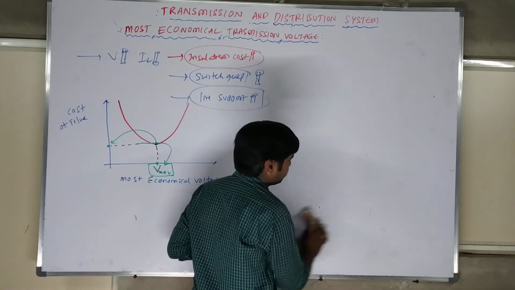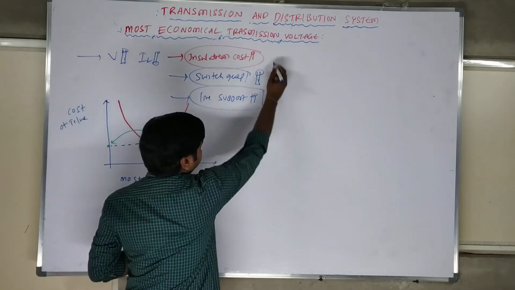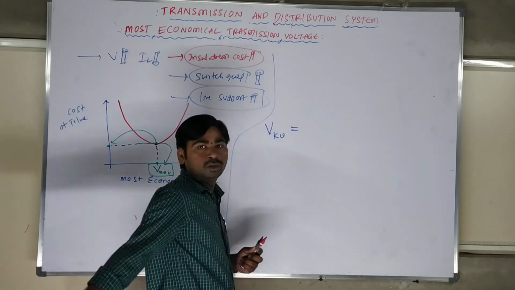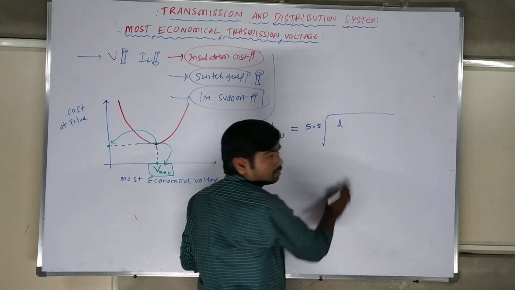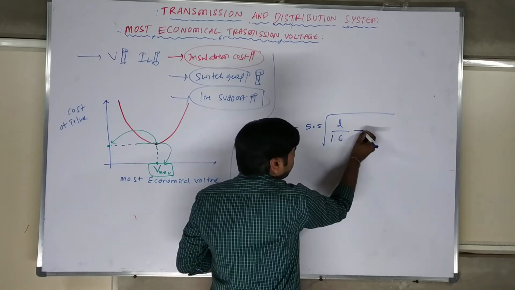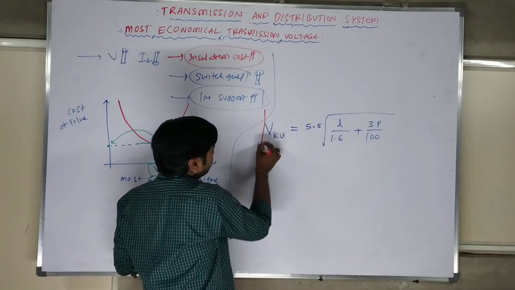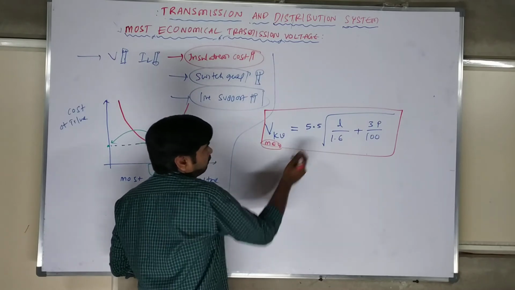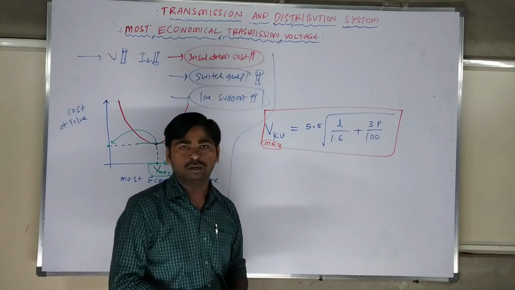The most economical voltage, they did the mathematical calculation. The most economical voltage V in kV is equal to 5.5 times the square root of L by 1.6 plus 3P by 100. This is the most economical voltage formula.